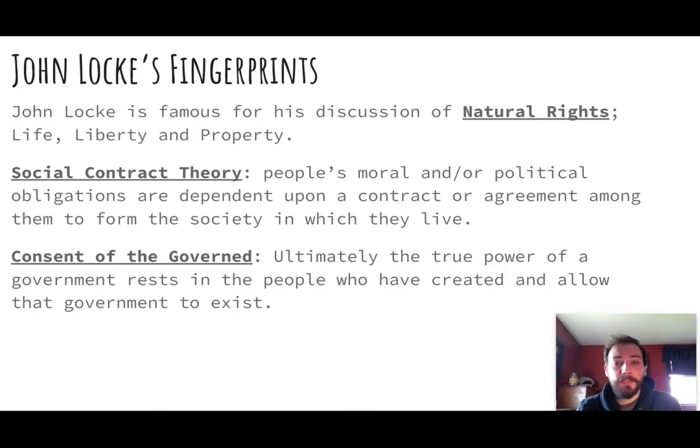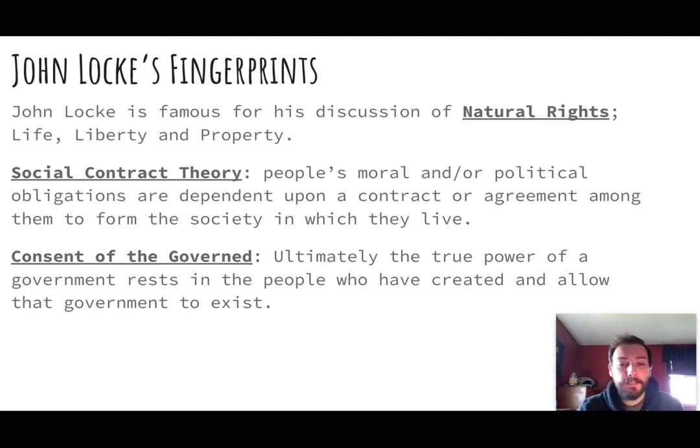So, John Locke's fingerprints. Number 1, he lists life, liberty, and property, which is important. It's different than what Jefferson's going to list, but it is important. He lists social contract theory, the idea that people are in a contract amongst each other in society, and usually that requires them to give up some rights. They have some obligations in order to create that community.